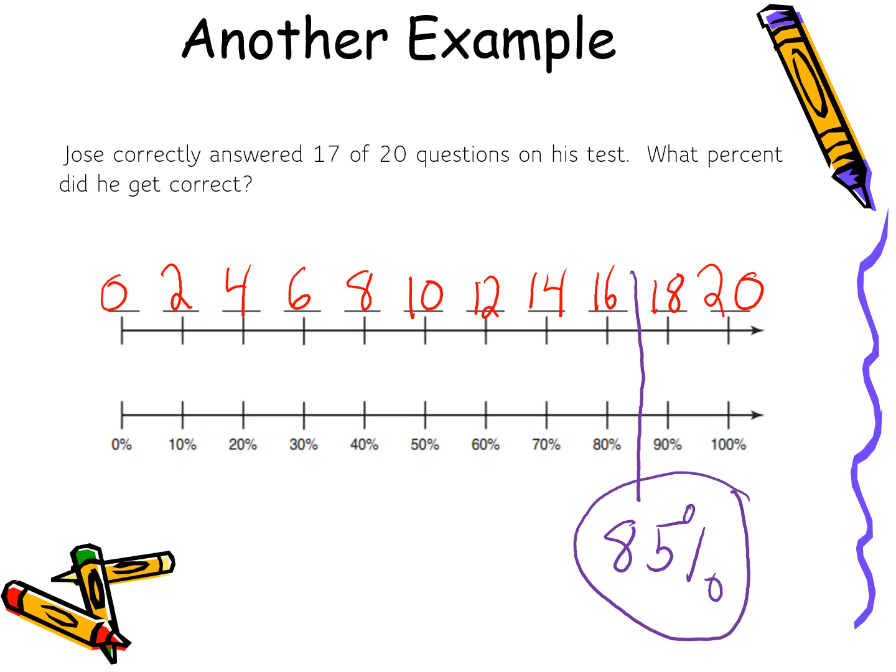Once again, using a double line diagram is very helpful in helping our students understand how to answer ratio problems.